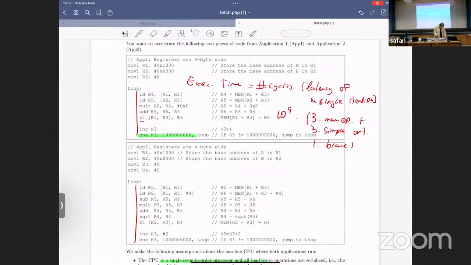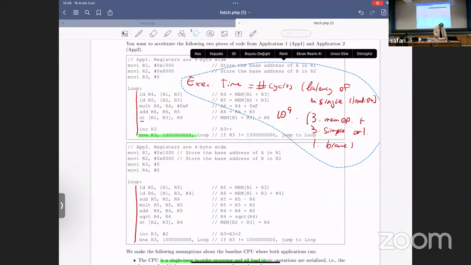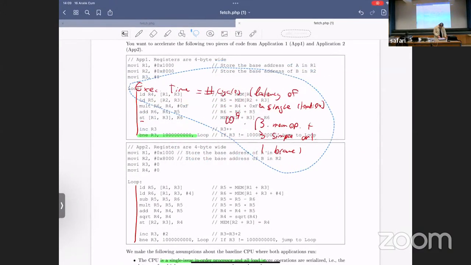Let me move this here. Oh, it's in Turkish. I don't know. How do I copy this? Maybe I.